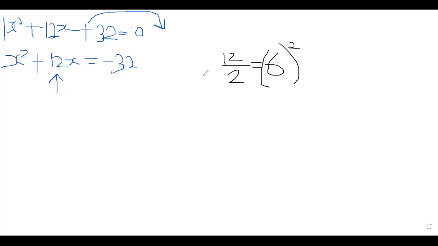So when we do that, class, that becomes x squared plus 12x plus 6 squared.